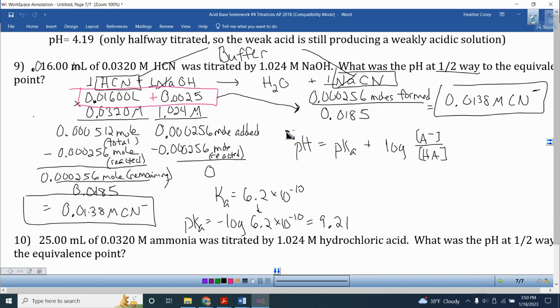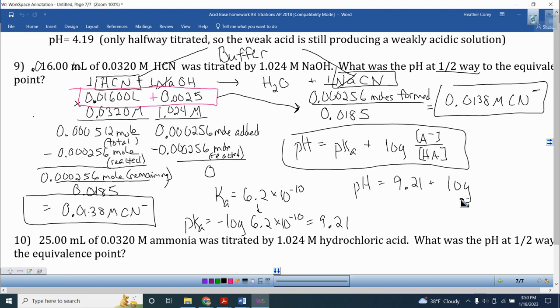All right, so now I can plug it into my Henderson-Hasselbalch, which is what I use for buffers. So the pH equals the pKa, which we said is 9.21, plus the log. Our conjugate base was 0.0138 divided by our acid, which was the same. 0.0138 divided by itself is 1. The log of 1 is 0. So the pH equals 9.21. This is the long way.